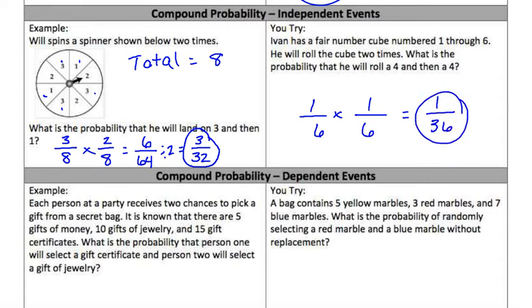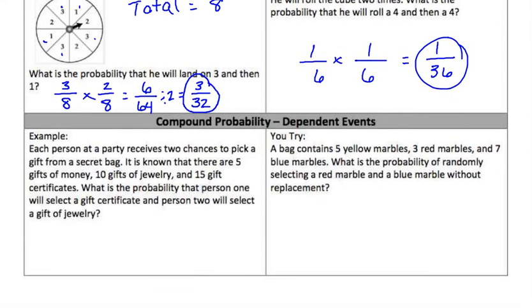Now let's look at dependent. Dependent is the ones where the denominator needs to be reduced by 1. So each person in a party receives 2 chances to pick a gift from a secret bag. It is known that there are 5 gifts of money, 10 gifts of jewelry, and 15 gift certificates. What is the probability that person 1 will select a gift certificate and person 2 will select a gift of jewelry? That's our probability we're dealing with.